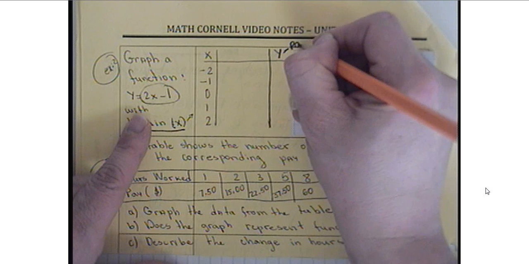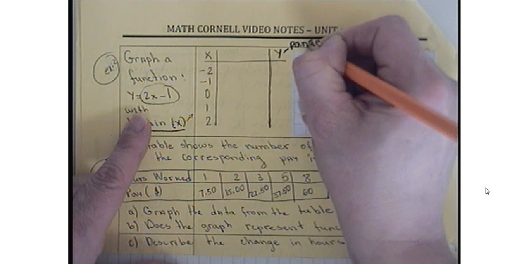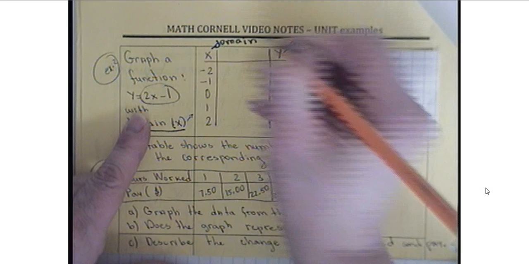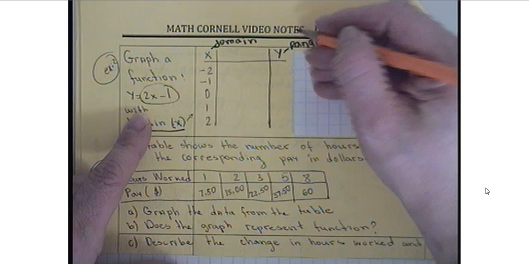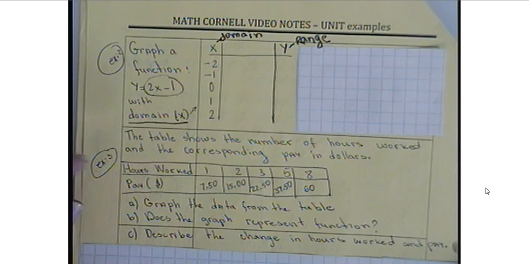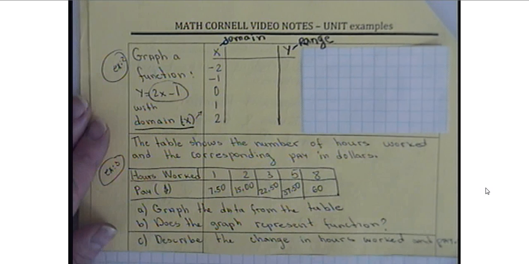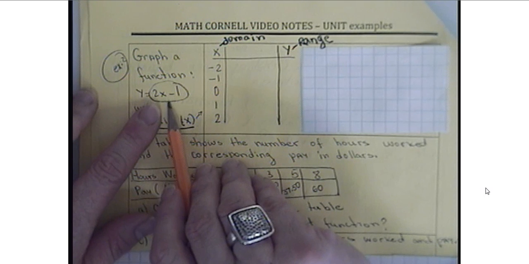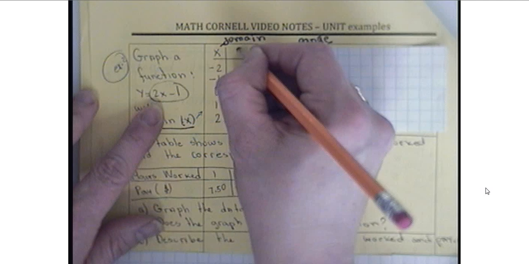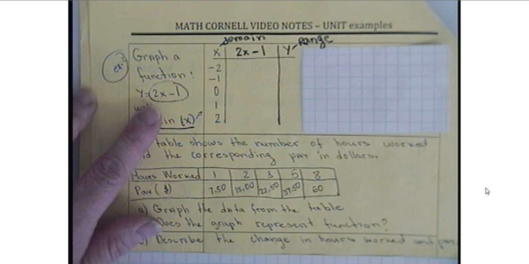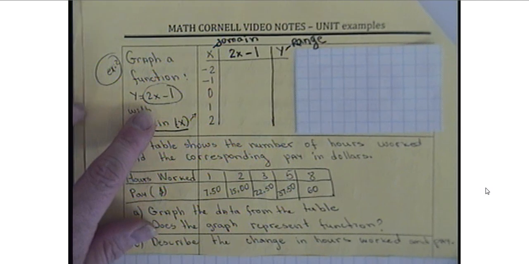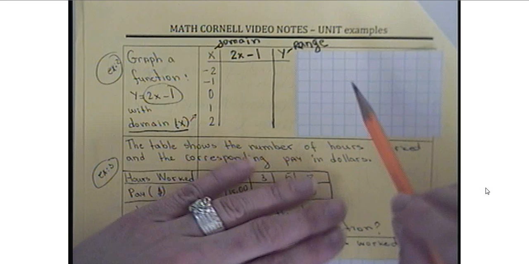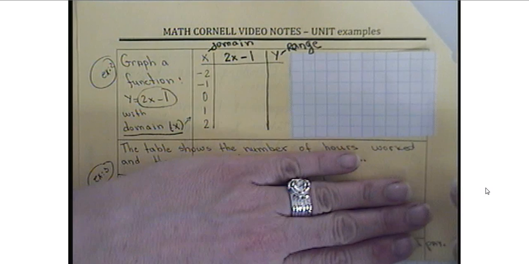So go ahead and write here range. This is domain. So x is domain, y is range. That's how we call those. In the middle, we're going to put what the range is equal to, or what the function is, which is 2x minus 1. Okay, so now, please focus only on this part. Ignore the other part, don't pay attention to it for now.